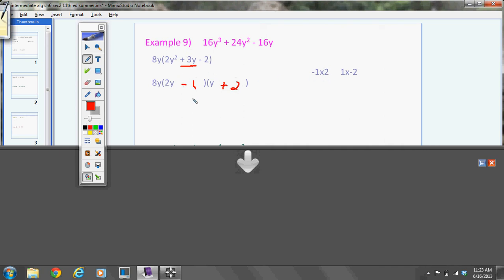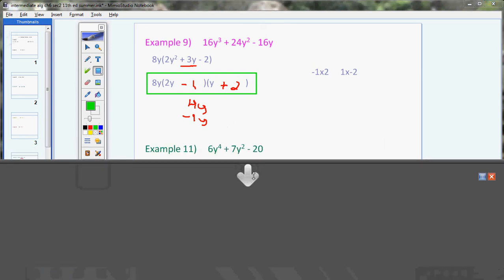Outside, 2y times 2 gives me a positive 4y. Inside, negative 1 times y gives me a negative 1y. And that adds to a positive 3. Positive 3 is what we're looking for. So when we do 4y minus 1y, we've got the correct answer. So your final answer would be 8y times 2y minus 1 times y plus 2.